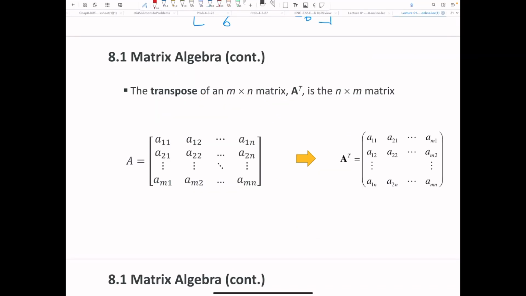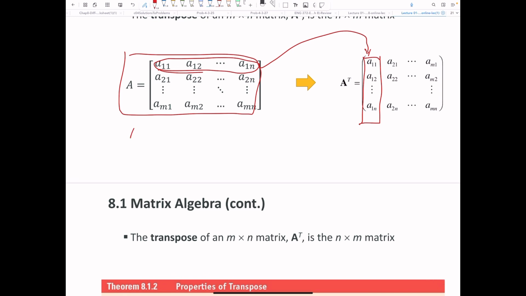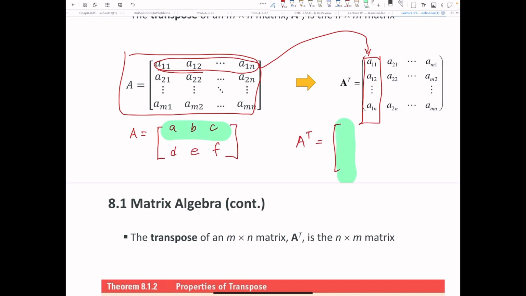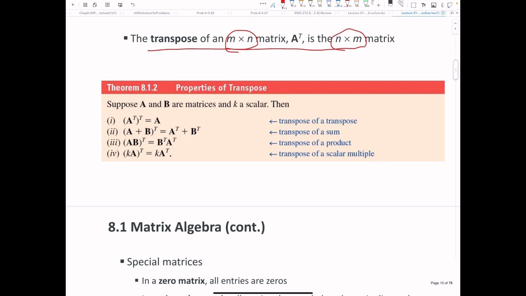Transpose matrix. If you are given matrix A and you want to find the transpose matrix, you're going to put rows into columns. So let's say we have A as A, B, C, D, E, F, then the transpose matrix is going to be rows to columns: A, B, C, D, E, F. If A is m by n, then the transpose matrix is going to be n by m. That makes sense. And here are some properties of the transpose matrix. You can take a look at them.